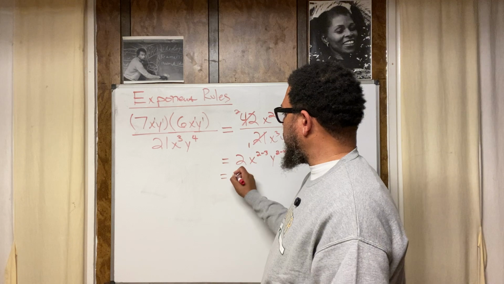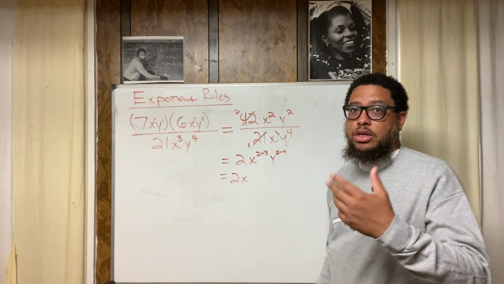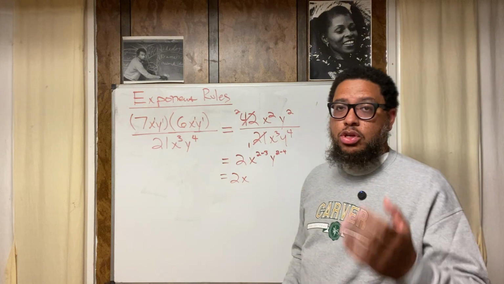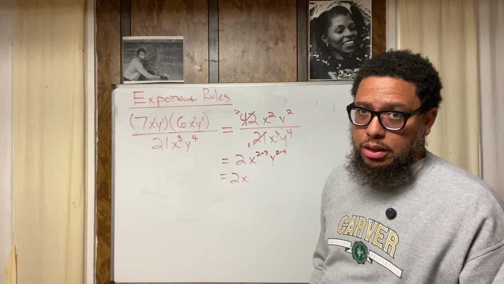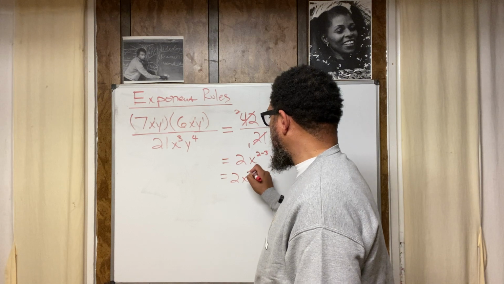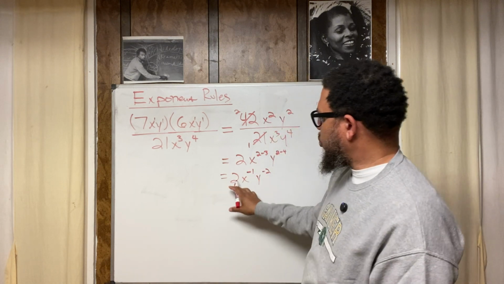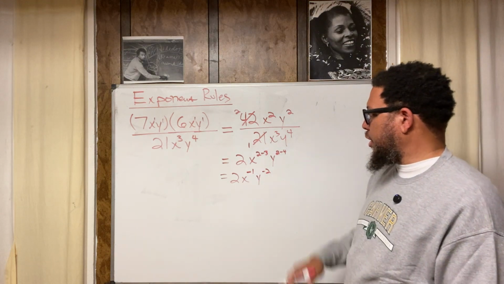So we got to know how to do subtraction of positive and negative numbers. We need to know that 2 minus 3 is negative 1. You need to know that without using a calculator. 2 minus 3 is negative 1. So you got 2x to the negative 1. And then we got y to the negative 2. So 2x to the negative 1, y to the negative 2.